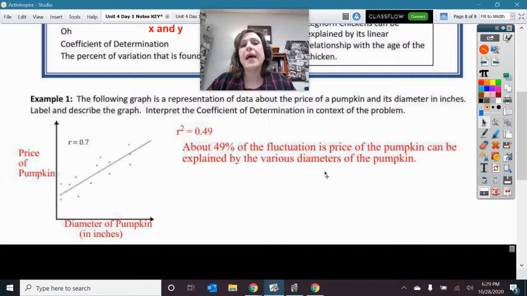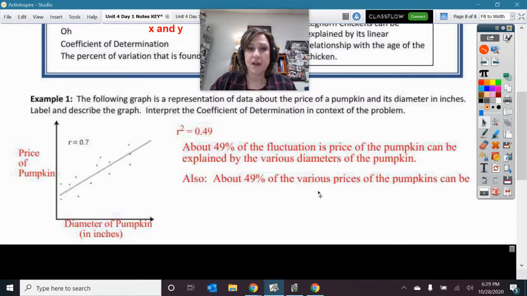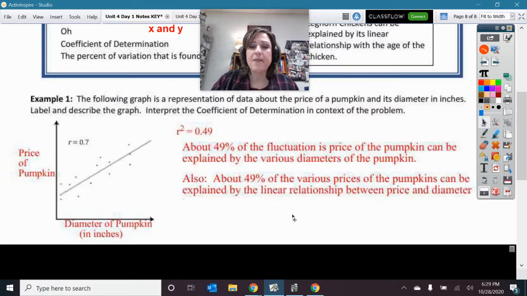Now, another common way that you're going to see this stated is about 49% of those various prices of the pumpkins can be explained by this model, can be explained by that linear relationship between price of the pumpkin and diameter of the pumpkin. So either one of those is acceptable. You will be exposed to both of those, and you need to understand them both.